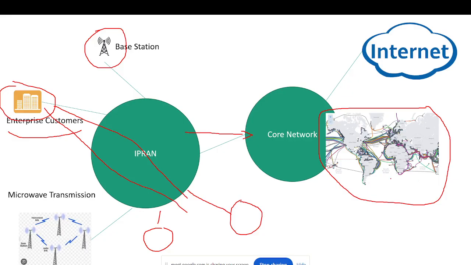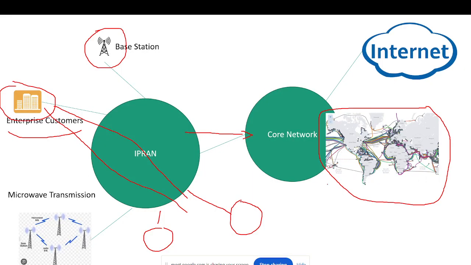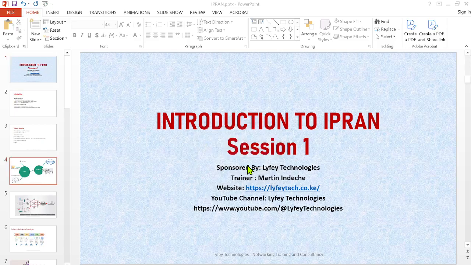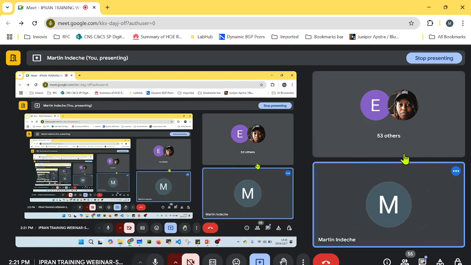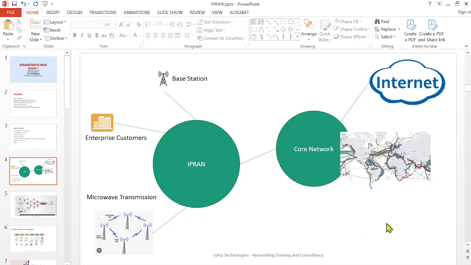Hello? Please mute. So we have this part of the submarine cables. Hello? Let me just check who is not muted. Okay, so I will continue.